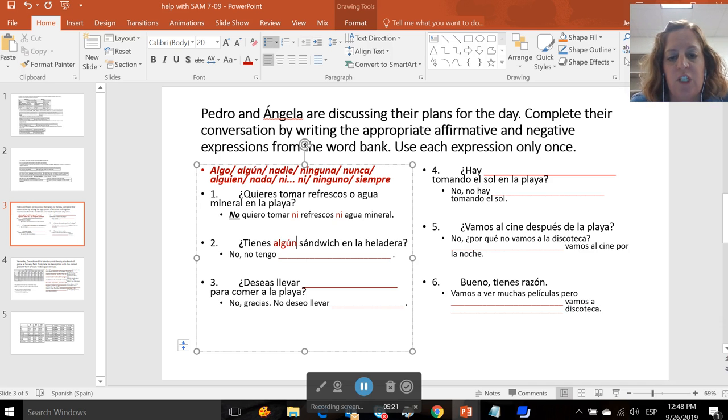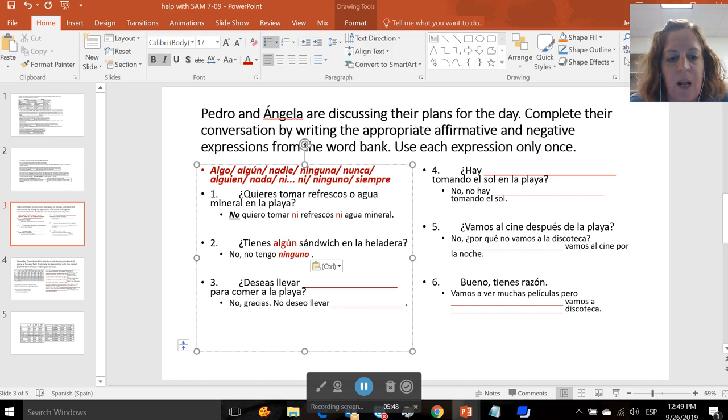Like some type of sandwich in the cooler, and you're saying, no, I don't have not even one sandwich. So you're going to replace it. So this alguno, ninguno, ninguna, they can be adjectives or they can be pronouns. In this case, we're going to use it as a pronoun, and so it'll keep the O on the end of it. So you'd want that ninguno. I don't have even one, and it's ninguno and not ninguna because we're talking about a sandwich, and the sandwich is masculine.